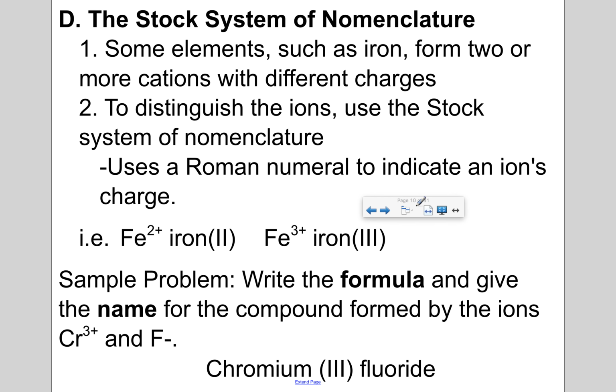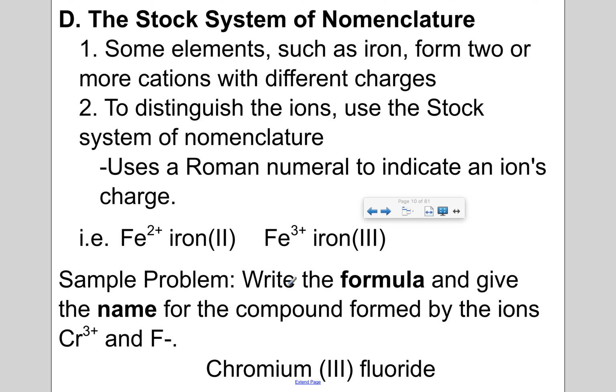Now there's one more thing I want to discuss. It's called the Stock System of Nomenclature. Some elements have the ability to have 2 or more different types of cations, or different charges. Okay, so like iron can be +2, it can also be +3. So how can you distinguish between iron with a +2 charge and iron with a +3? Well, we use Roman numerals.